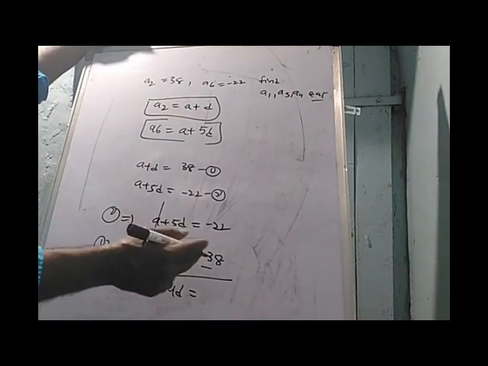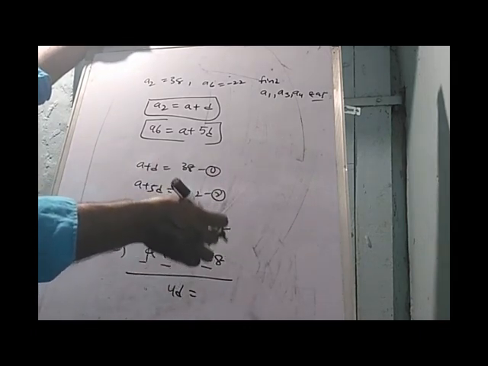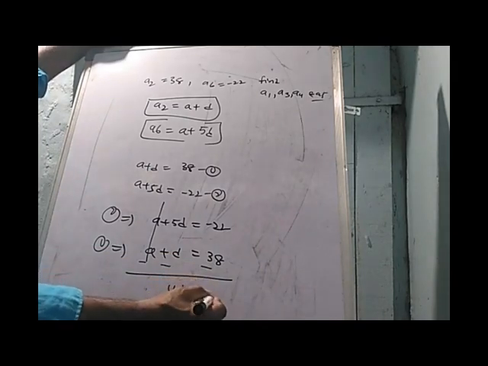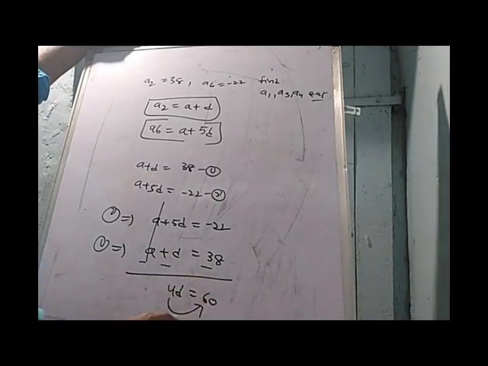And here the sign is the same, that's why we need to add these numbers. 8 plus 2 is 10, and the value is 60. The 4 will be transposed, leaving only the D variable on the left side. Then 60 by 4, with cancellation by 4: 4 ones are 4, 4 fives are 20. So we got the D value, the common difference. D value is 15. Substitute in 1.